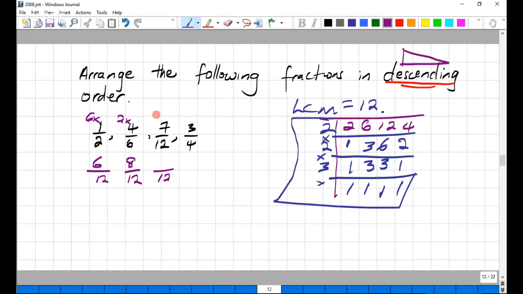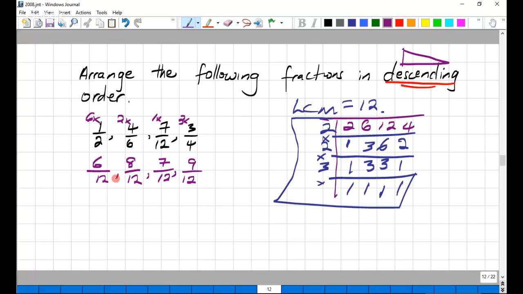1 time. Use that factor of 1 and multiply the numerator and we get back what? 7. All right, so 12 again. And 4 into 12, 3 times. And 3 times 3 will give us?